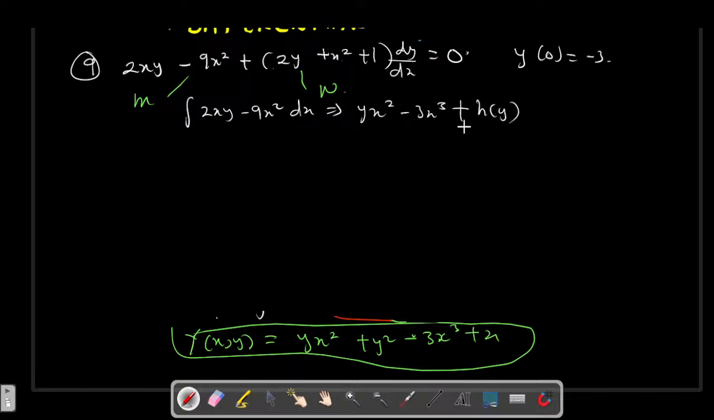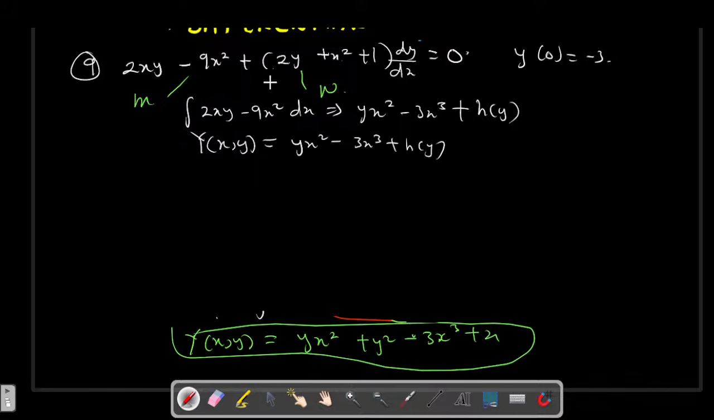Can you clearly see that? So once you do this, this becomes the answer for our entire differential equation. So our exact differential equation becomes ψ(x, y) is equal to y x squared minus 3x cubed plus h of y. But we are not done. We need to get this h of y done before we can proceed. How do we get this done?